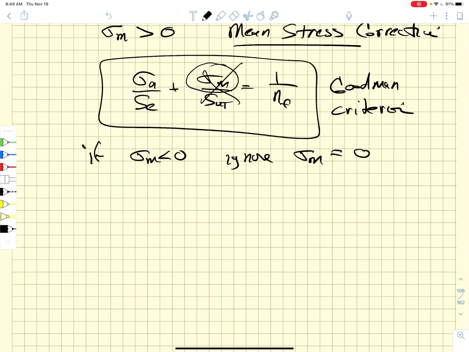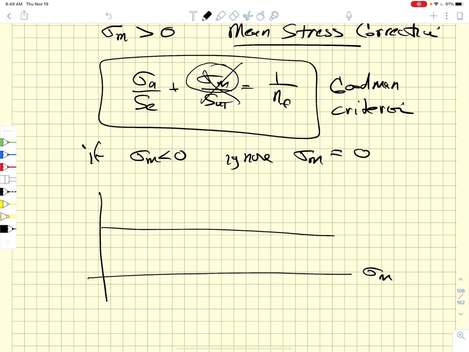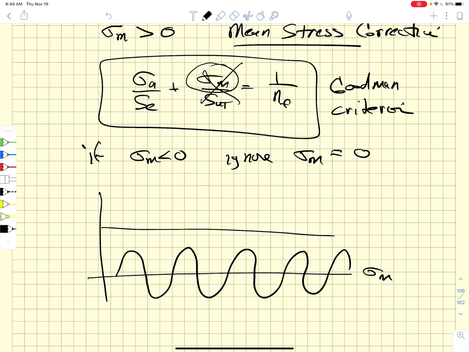Now, you might ask yourself, what if I have a stress situation where my mean stress is less than 0 and I'm fluctuating about that mean stress? Will I have fatigue? Well, you still have a stress amplitude, so in fact, you will still have fatigue. You simply do not include the mean stress in the calculation of the factor of safety for infinite life.